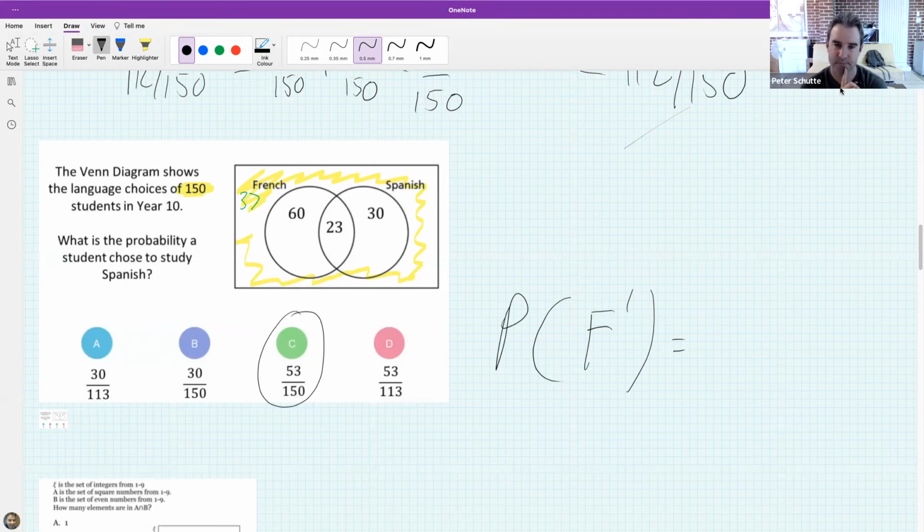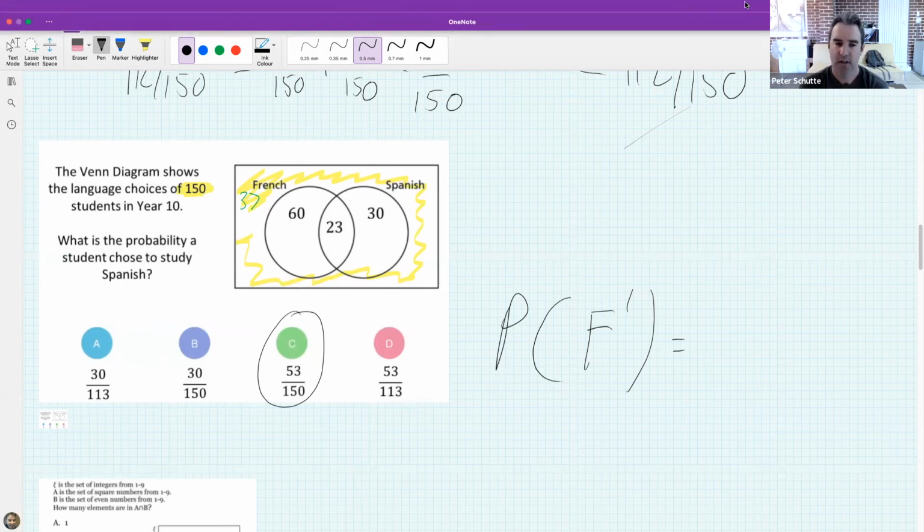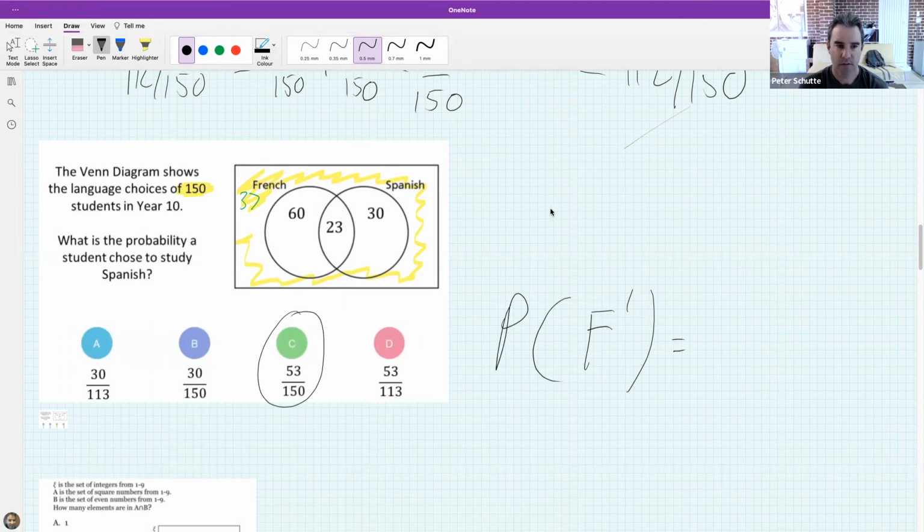So I wanted to ask where you got the 37 out of 150. What was the question? Okay, so the question is, I asked what is the probability that a student doesn't take French or Spanish? So basically, they mustn't be in either of the two circles. Does that make sense? That's where I went 150 minus 60 minus 23 minus 30. Yes, I get it, sir.